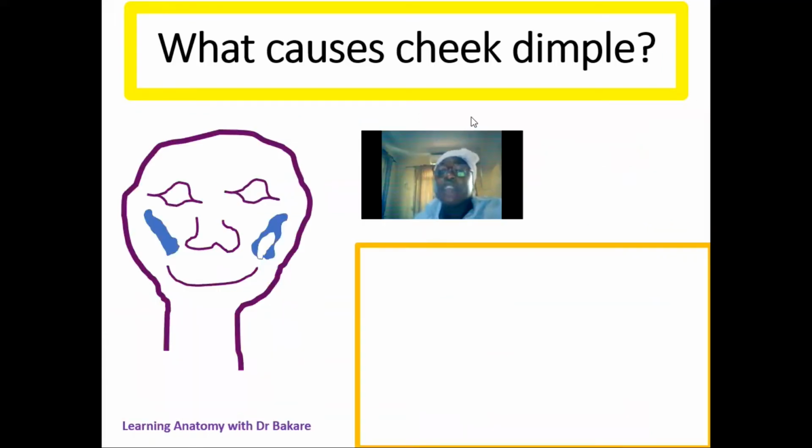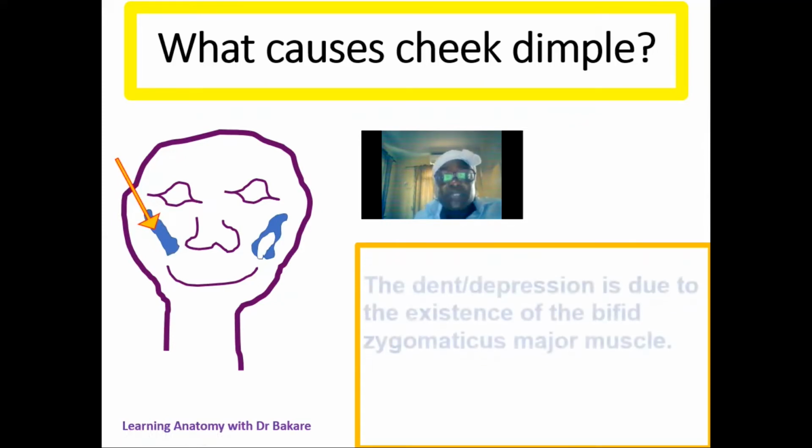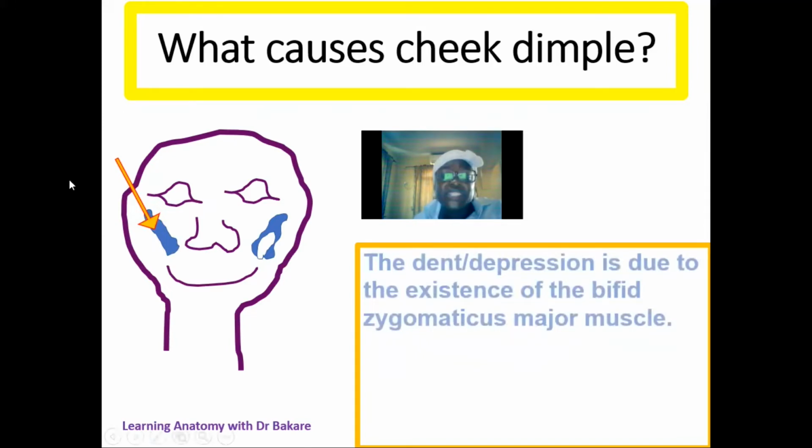Going further in unfolding this, there is a muscle called the Zygomaticus major. This is the Zygomaticus major muscle. This muscle extends from the zygomatic arch down to the angle of the mouth. This muscle is what causes this depression or dent that is seen on the side of the cheek, which is referred to as the cheek dimple.